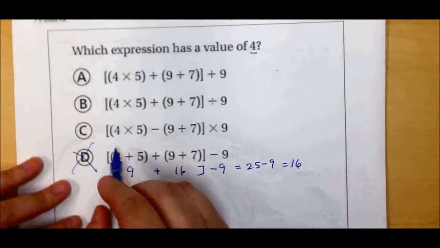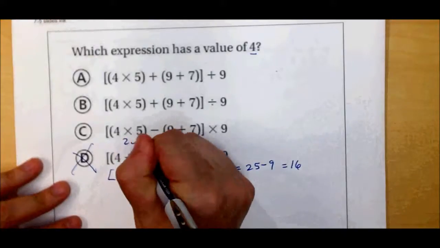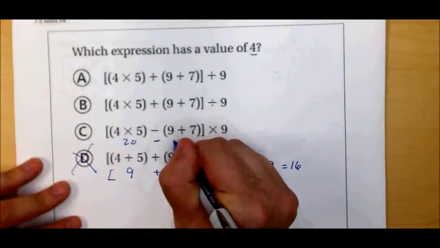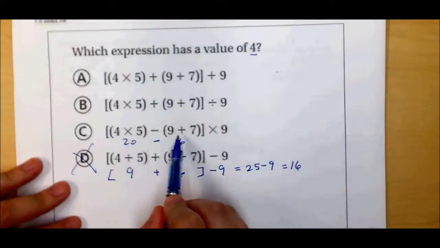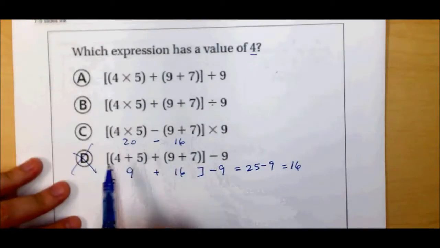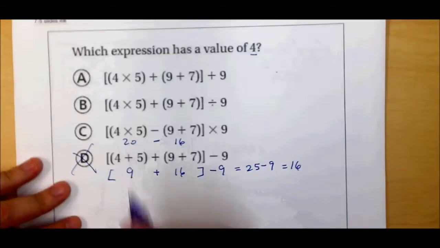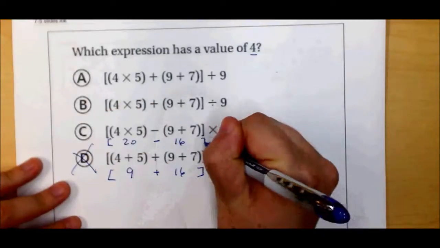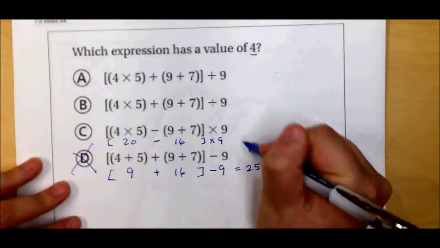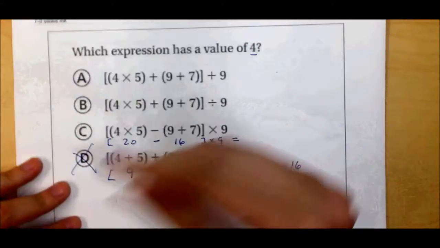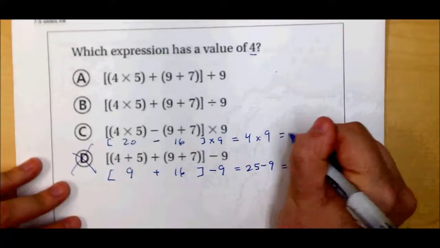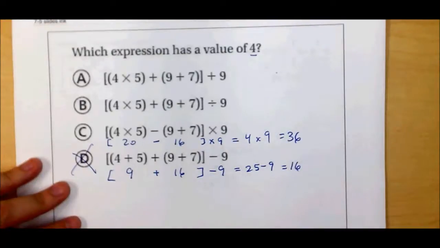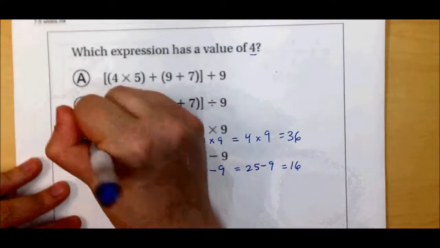So C gives us 4 times 5, that's 20. And minus 9 plus 7, which is 16. So I evaluate this, and I evaluate this because they're in parentheses, and they're on the inside of the brackets. So I'm going to put my brackets here. And 20 minus 16 is 4. And I multiply that by 9. And I get 36. 36 is not 4, so that's not it.